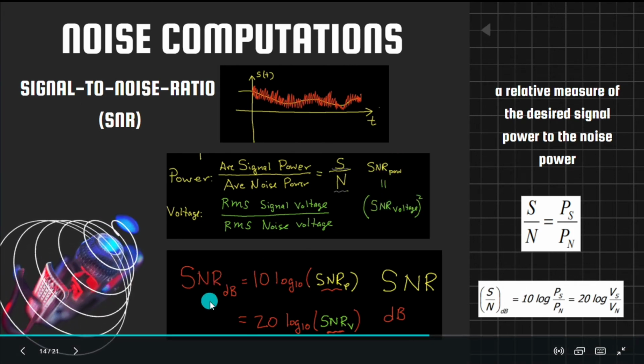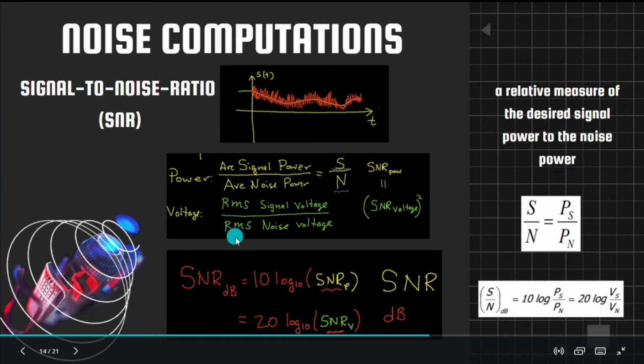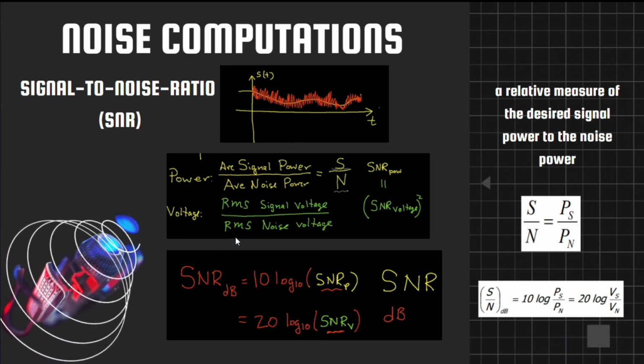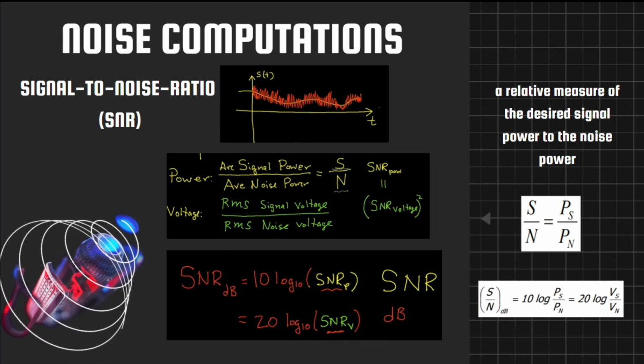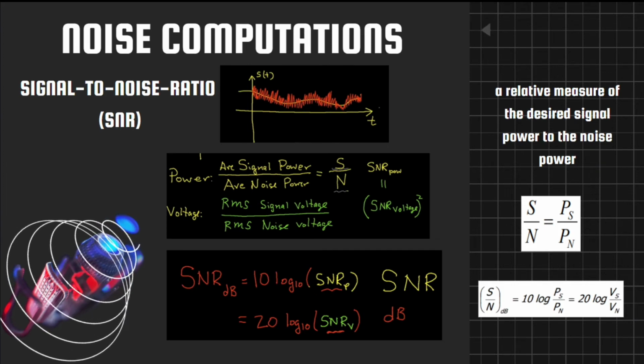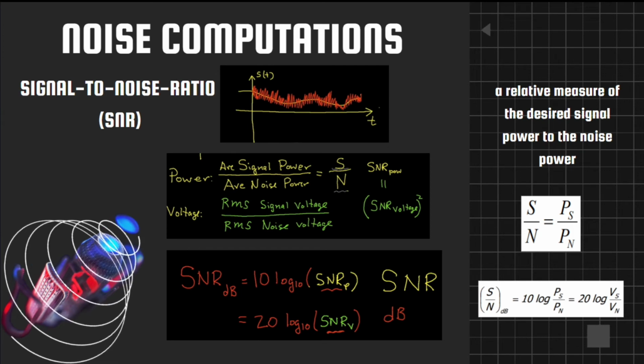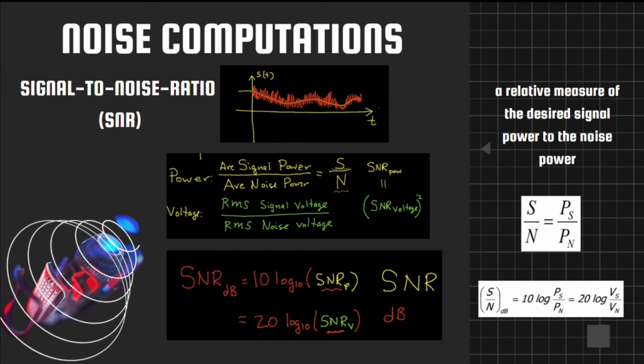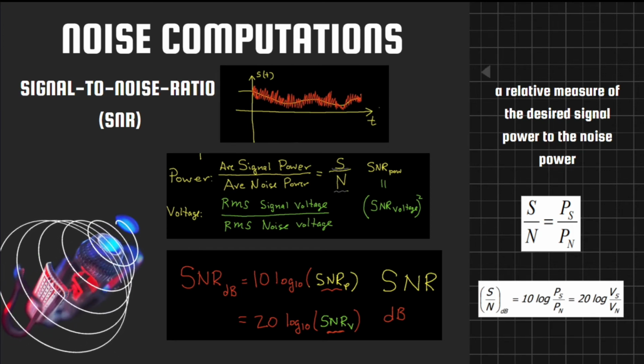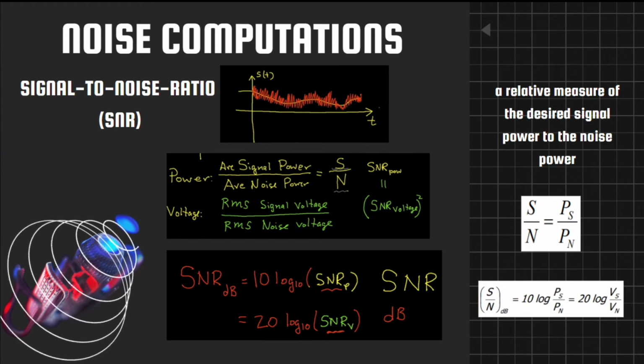We can also express it in decibels. In power, the signal-to-noise ratio in decibels is equal to 10 log base 10 of the SNR in terms of watts, and the SNR in decibels is equal to 20 log base 10 of the SNR in volts.